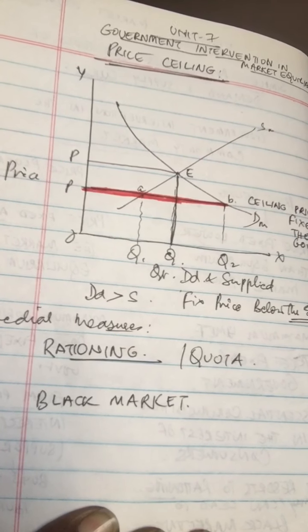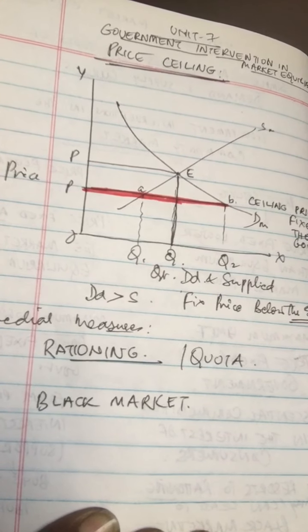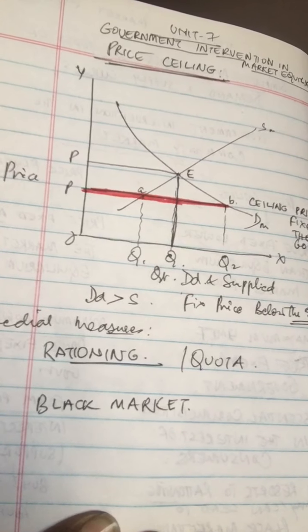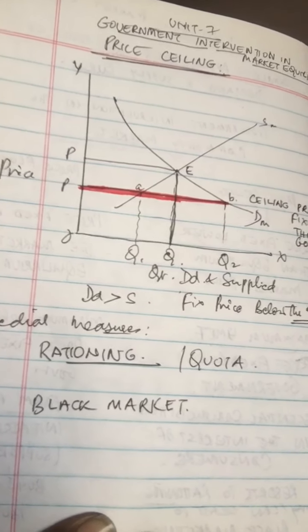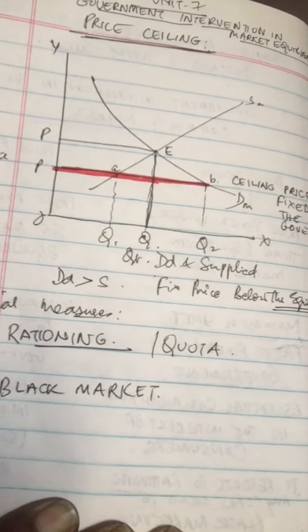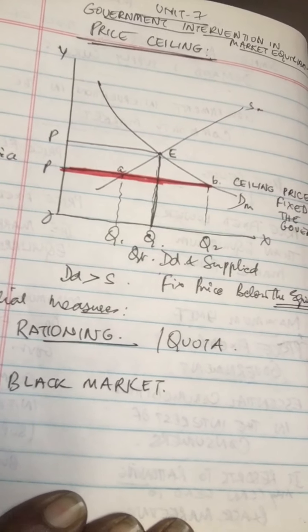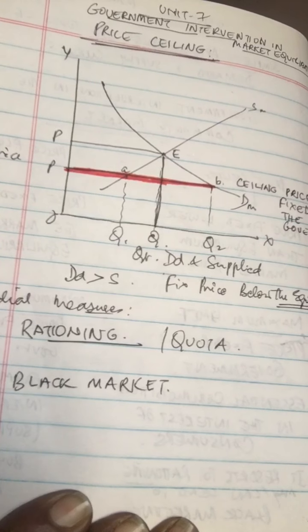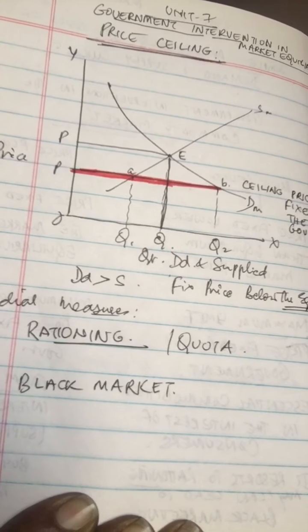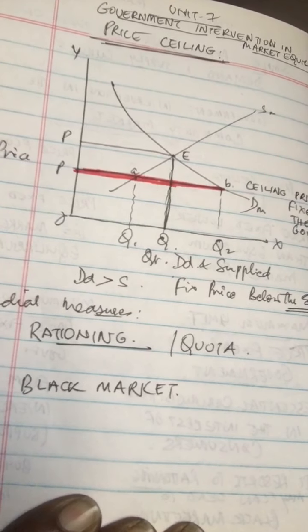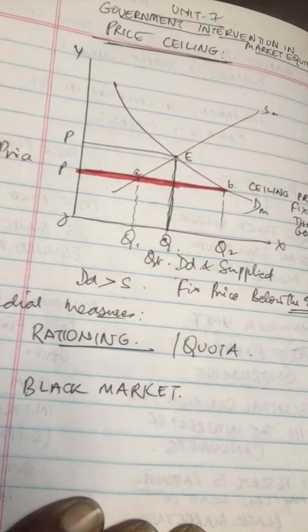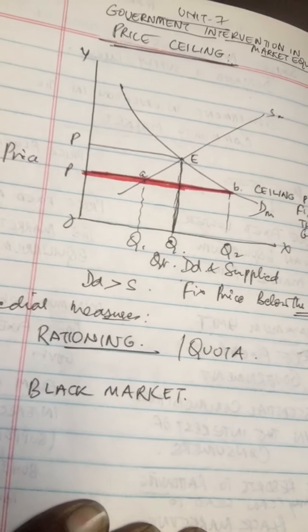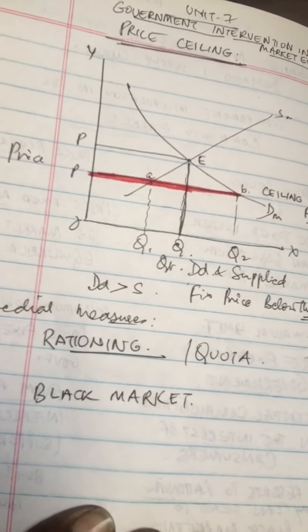It means fixing a price for a commodity which is generally lower than the equilibrium market price. So let me just tell you. So ceiling is a maximum limit, maximum price of a commodity that the sellers can charge from the buyers. Often the government fixes this price lower than the equilibrium market price of a commodity so that the poor can afford to buy it.